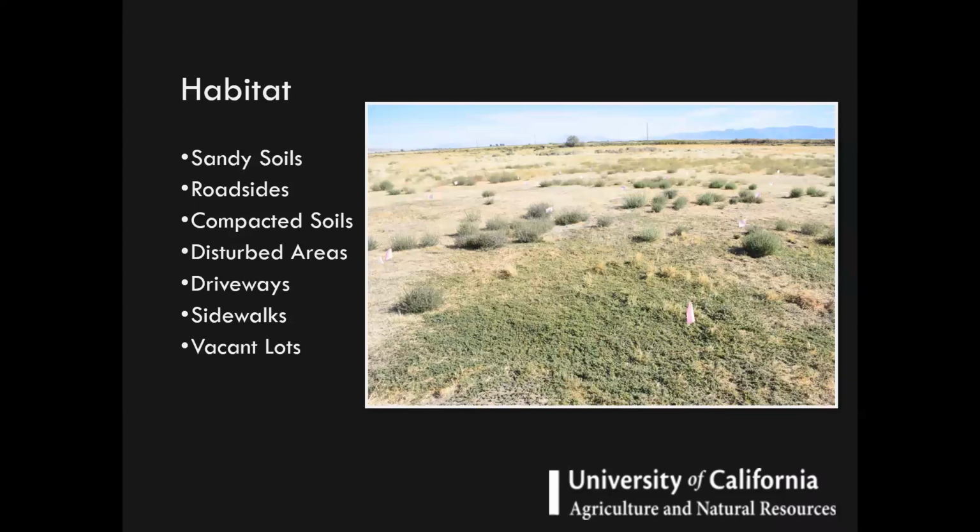In terms of where it grows, it grows generally in very sandy soils, roadsides, very compacted areas, disturbed areas, driveways, sidewalks, vacant lots. It doesn't really like to compete with other vegetation. It'll compete a little bit and grow here and there, but really if you have other competitive vegetation growing on the ground, you're not going to have a lot of goat heads. It really likes those very disturbed areas, and it does quite well.